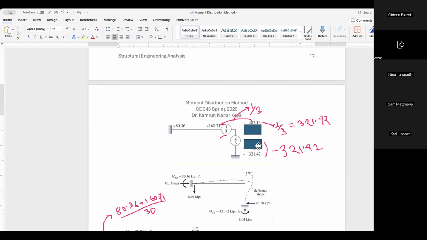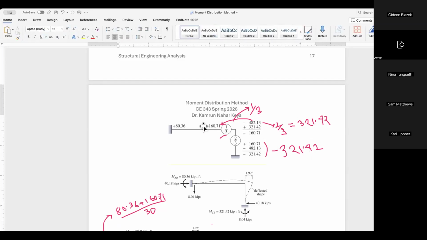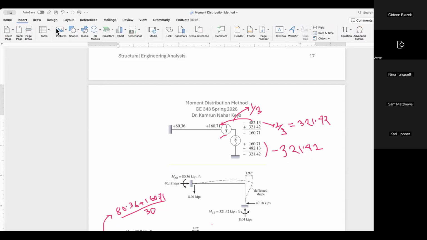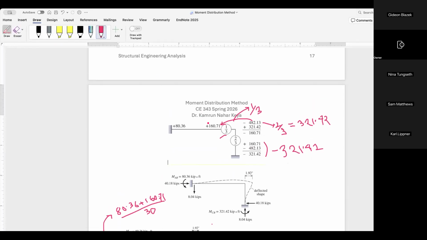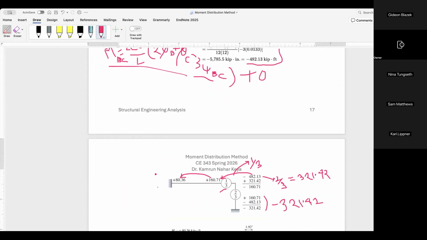Okay, so we have these two moments. Now for this one, we have carryover. This one is carryover half, because there was nothing before. So we need to transfer half of the moment at that point. That one is A, I guess. Yeah, this one is A point. Then this is B, and it's C.